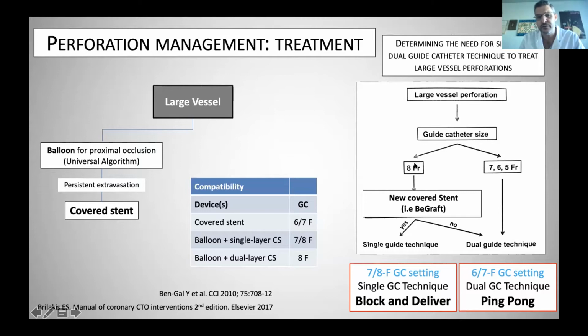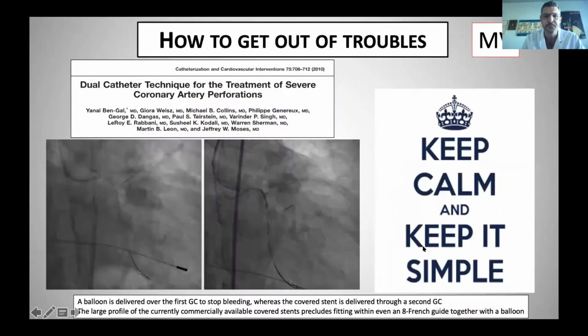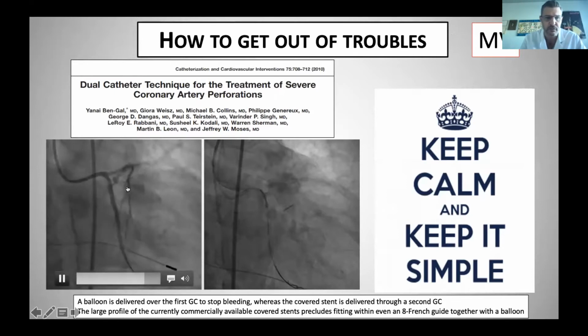On the opposite side, if we started to perform the CTO PCI using an 8 French, in this case, with the new covered stent, single layer stent, for example the BeGraft stent, it's possible to deliver the stent using a single guide catheter technique. And in my opinion, despite the single guide catheter technique being very simple and user-friendly, I think that we should keep it simple. So in this case, the most reliable and the safest technique is to adopt the dual catheter technique when we have to decide to deliver a covered stent to cover a perforation, like in this case.